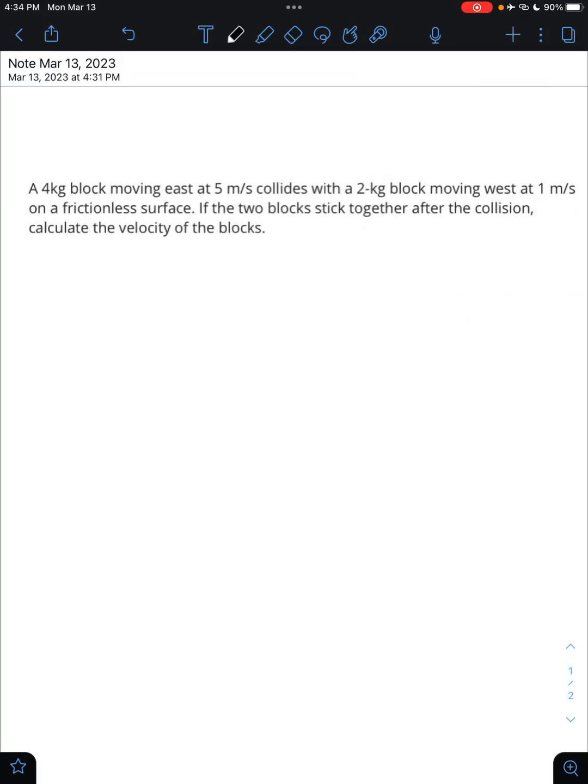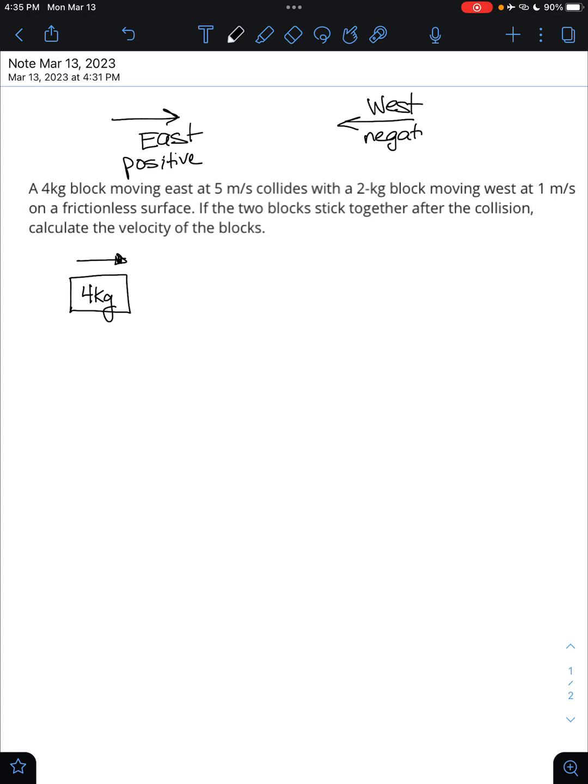Okay, let's go through one of these problems on CP9 together. It says a 4 kilogram block moving east at 5 meters per second. I'm going to draw this 4 kilogram block, and I'm going to show that it's moving east by drawing an arrow to the right. We're going to call to the right east, and that'll be our positive direction. And we're going to call to the left west, and that's going to be our negative direction.